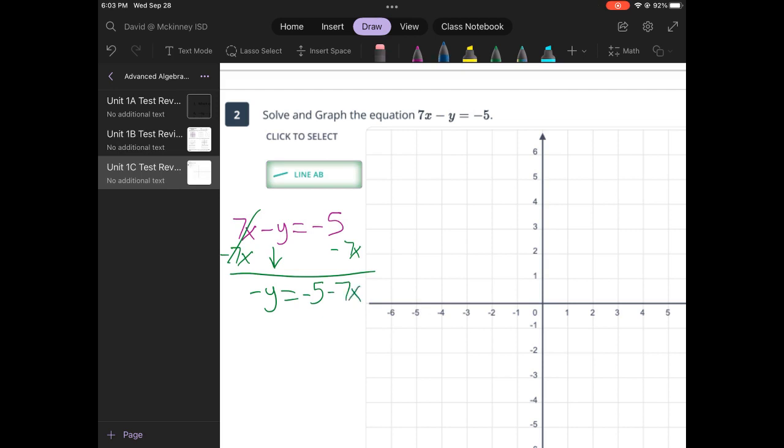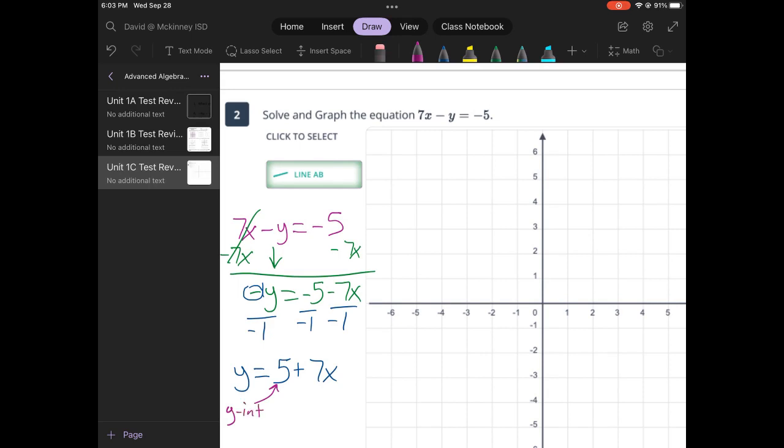I'm not done yet. I have to remove the negative from my y. Right there. That can't be there. What that actually is, is a negative 1. So I'm going to divide it by a negative 1. But if I divide that by a negative 1, I have to divide each term by a negative 1. The results are y is equal to 5 plus negative 7 divided by a negative 1, which is a positive 7. So y is equal to 5 plus 7x.